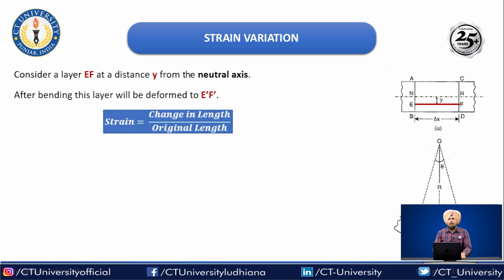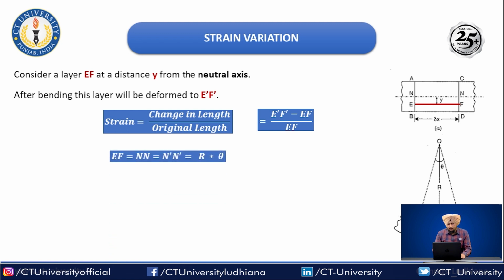So what is strain? Strain is the change in length divided by the original length, that is, the ratio of change to the original length. So we are going to find the change in length. Mathematically we can write it as E dash F dash, that is the final dimension, minus the initial dimension, which is EF. So the strain is E dash F dash minus EF, divided by the original length EF.